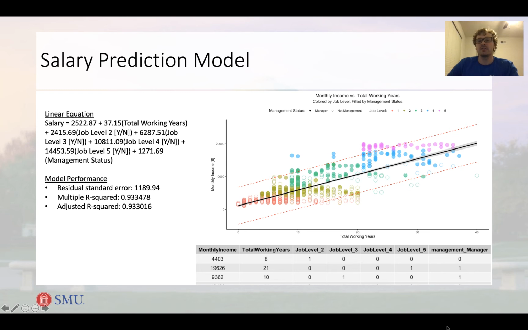Whenever it came to predicting salary, I used the previously mentioned total working years and monthly income. Then through some trial and error, I found that job level is pretty correlated with monthly income as well. What was really interesting here was that I noticed even between each job level, just having manager or director in your job title seemed to basically lead to higher monthly income. So management status also plays a role here. My final salary prediction model is comprised of total working years, job level, and management status. In doing this, I was able to achieve a residual error of 1189, which is well within the $3,000 threshold, and a multiple R squared of 0.933, which is pretty amazing for just 3 parameters.